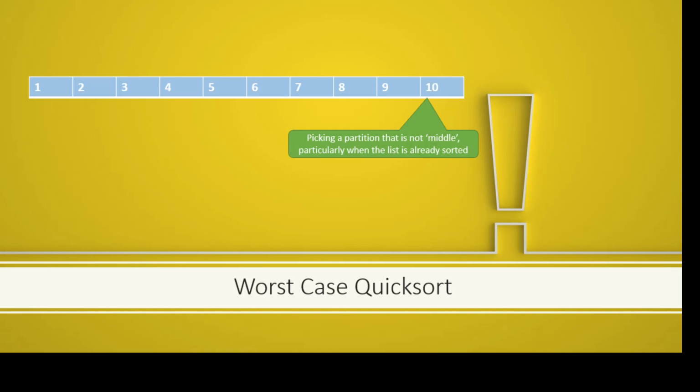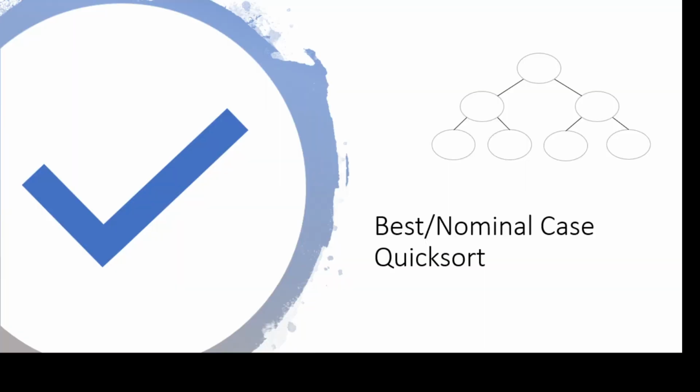And again, it only happens in those really weird cases where I give you an already sorted list. So the best and the nominal cases for the quicksort are really, really quick. It's when I have fully taken advantage of this partition, and I can essentially take the data and split it perfectly in half like I would with a tree.